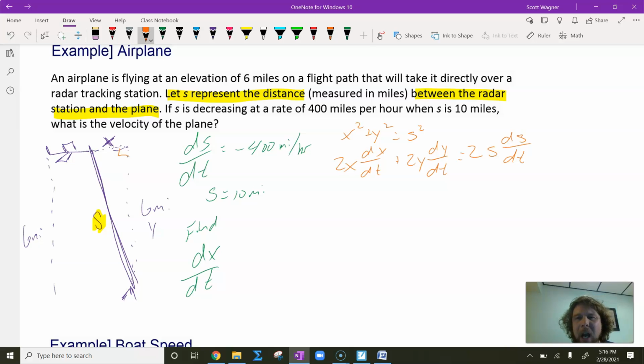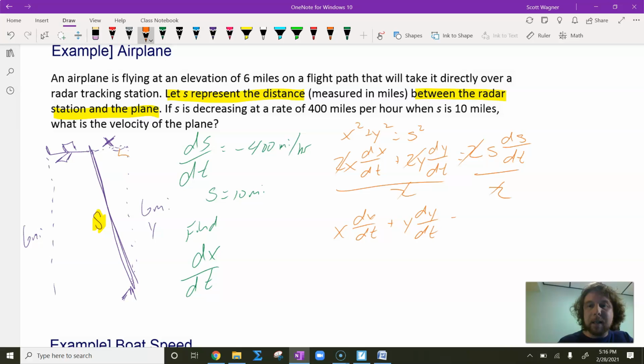And a couple things here. You see there's a 2, there's a 2, there's a 2. I can divide both sides by 2, and the 2's will drop out. So I don't really need the 2's anymore. I just have x dx dt plus y dy dt equals s ds dt. So the 2's are just kind of garbage altogether. They all drop out, which is pretty nice. It's less work that you've got to do.